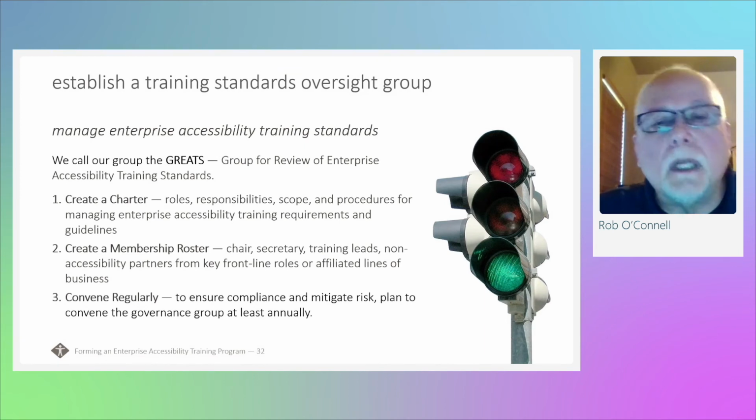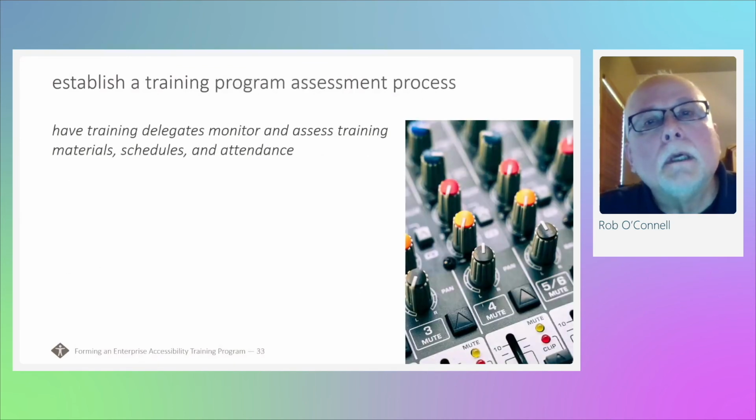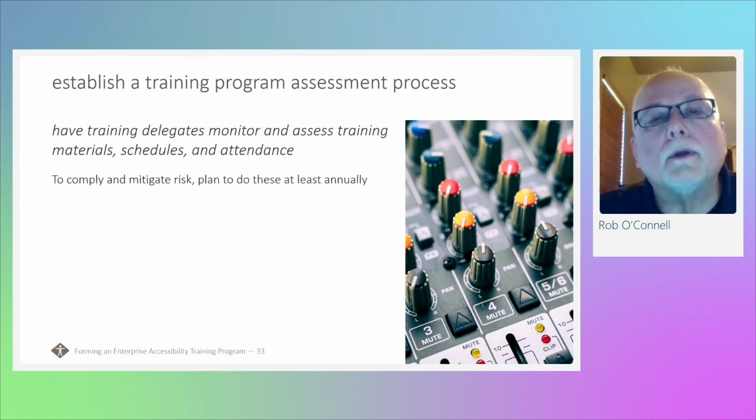We have to convene at least once a year in USAA. It might be important to convene more often should there be changes in the regulatory environment or new high-level business requirements from legal. It's important for everybody to be aware of what changes and when so that we can be timely in our distribution. Having delegates in various lines of business will help us to monitor and assess the training materials and schedules.